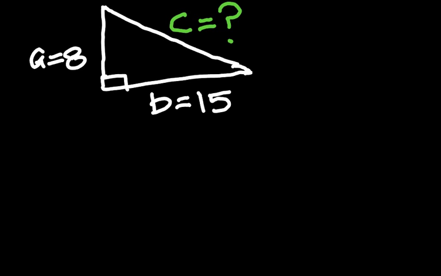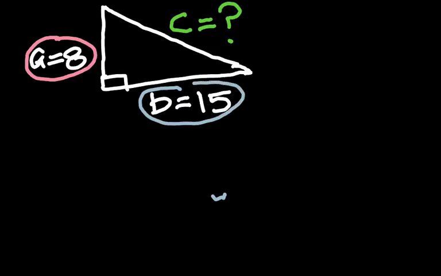So here we are with our first try using the Pythagorean Theorem. The first thing that we need to know is that A equals 8. The second thing that we know is that B equals 15. And we do not have any idea what C equals, but we can calculate it. So, A squared plus B squared equals C squared.